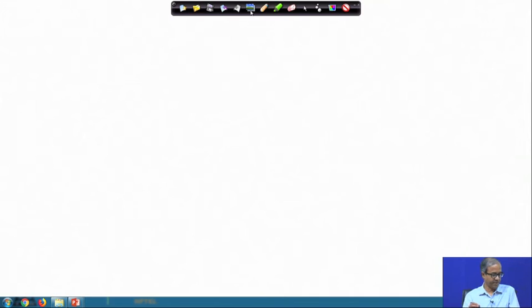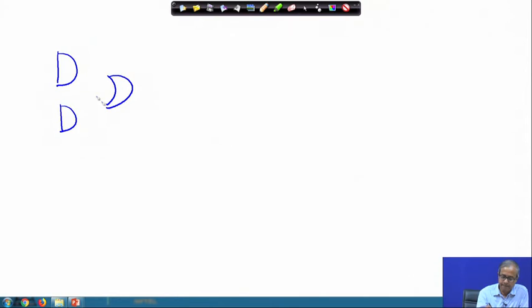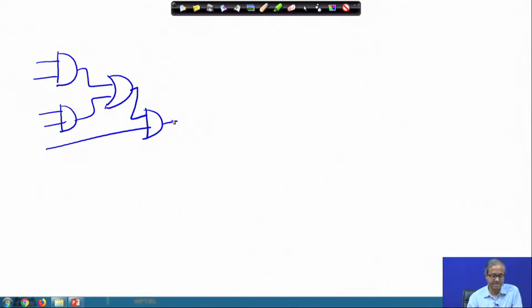Let us take a simple example. Let us say I have a circuit like this. I want to convert it into a pure NAND circuit. It is a multi-level circuit. Say there is an AND OR and also there is another AND. Let us say the circuit is like this.